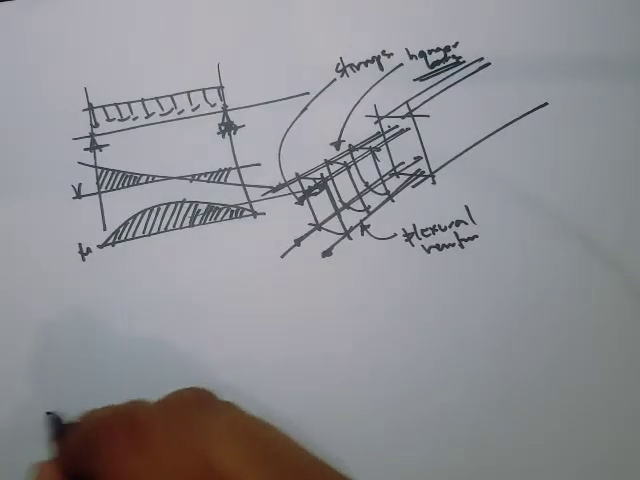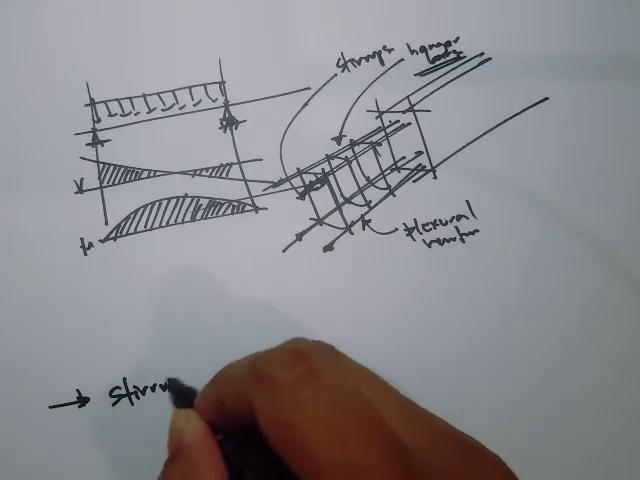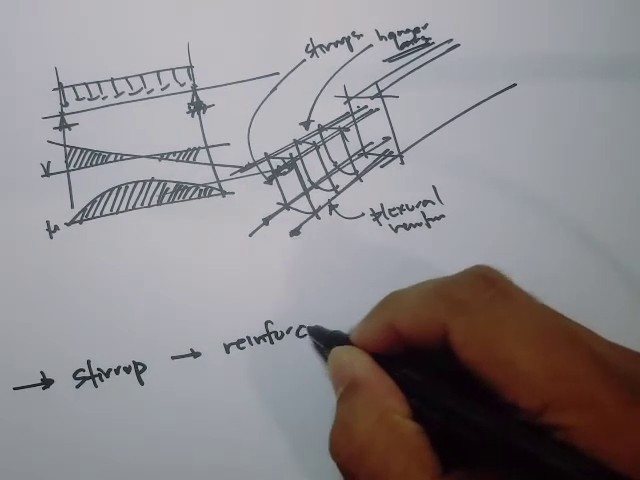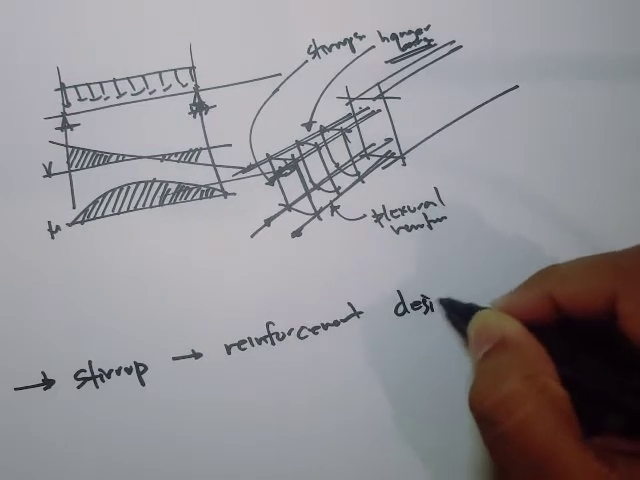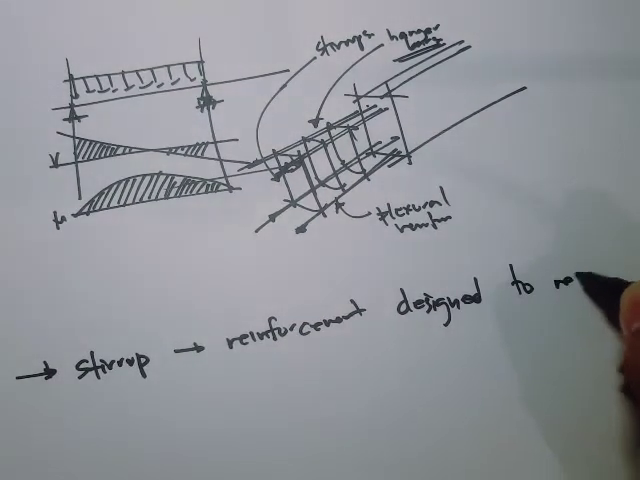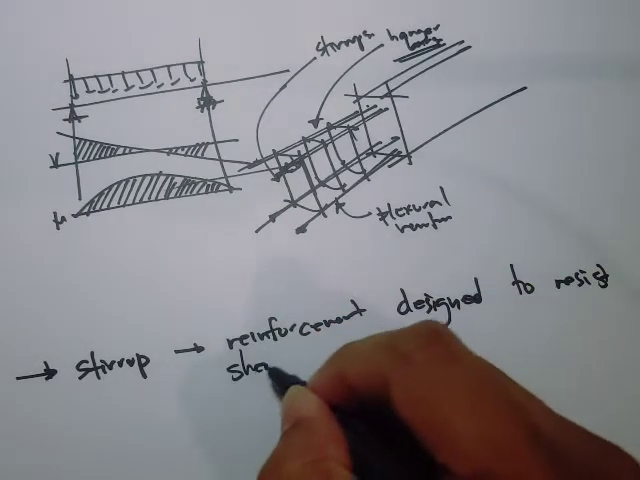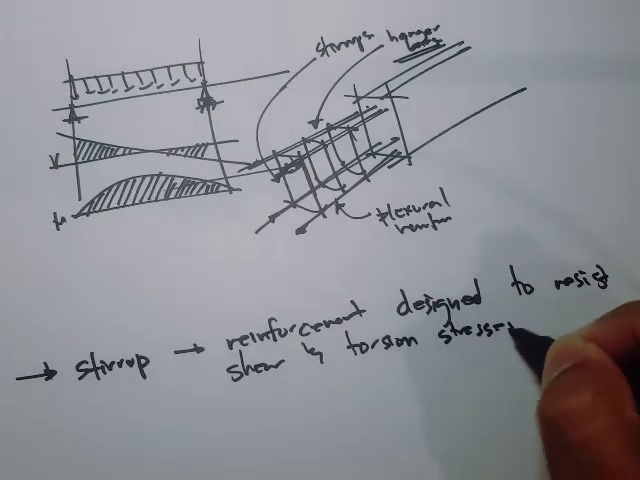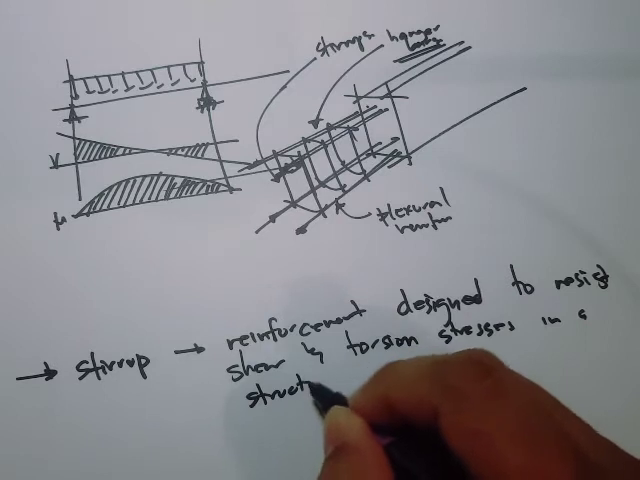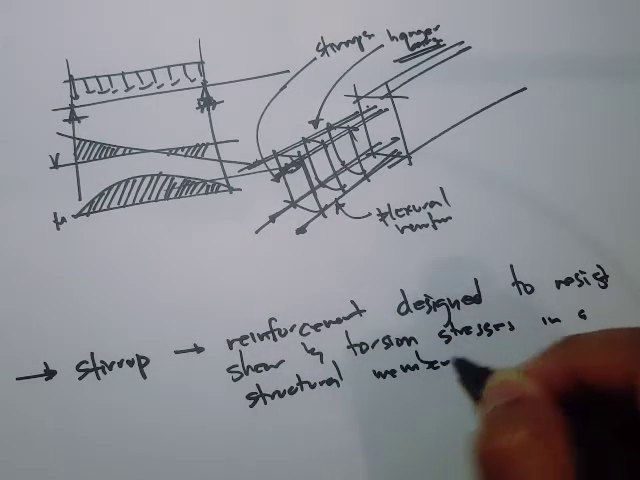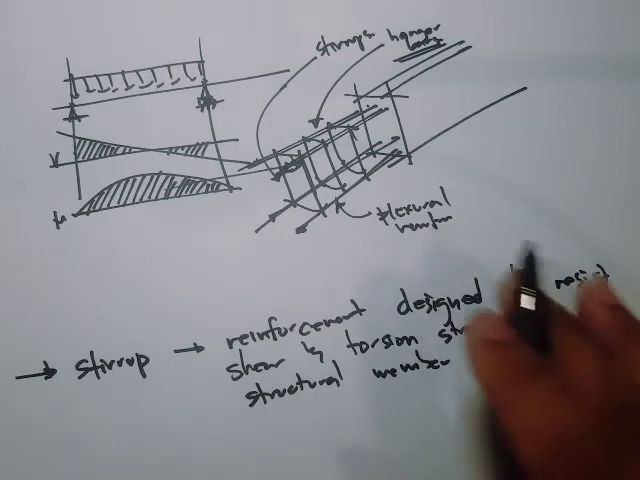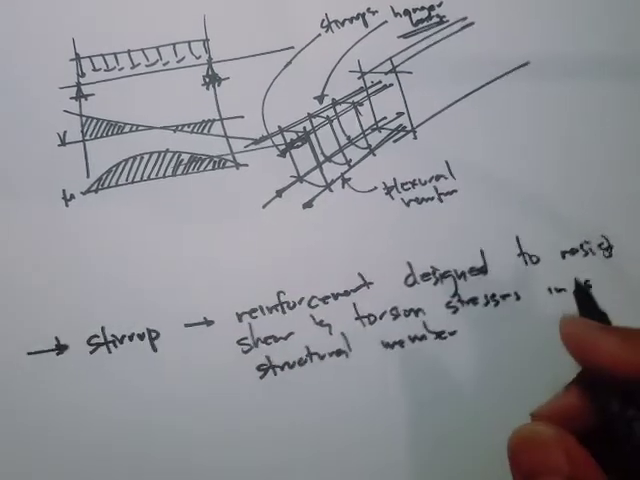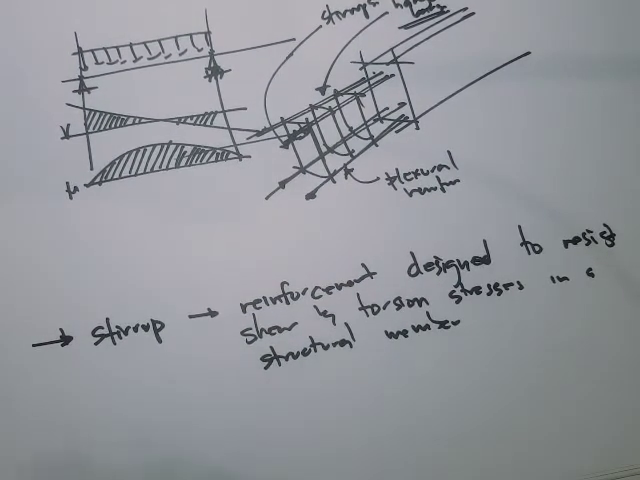Okay, so now let's discuss this stirrup. Stirrups are reinforcement designed to resist shear and torsion stresses in a structural member. The configuration of these stirrups can be single leg, double legs, or multiple leg types.